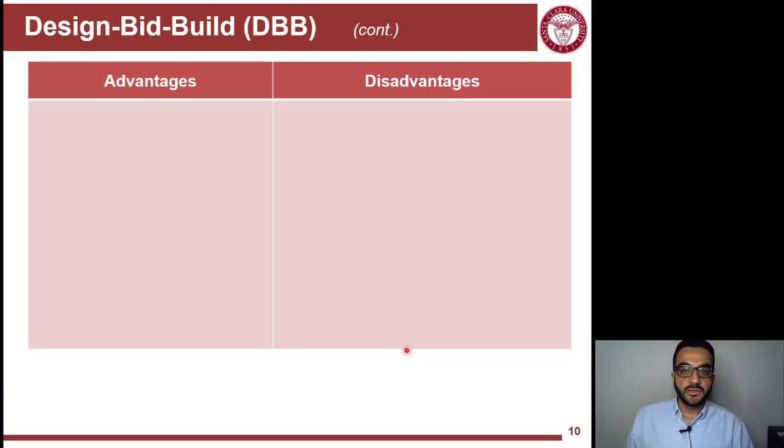So pause here a little and think about what are the good things and bad things about design-bid-build. Take a moment, start writing on paper, and then when we get in the class, we will discuss what you found to be good things and bad things about design-bid-build.